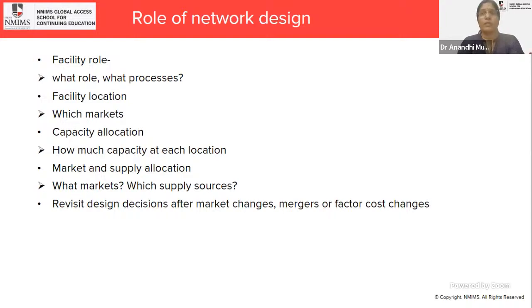So slowly, step by step, the process needs to be scrutinized and then the decision made.